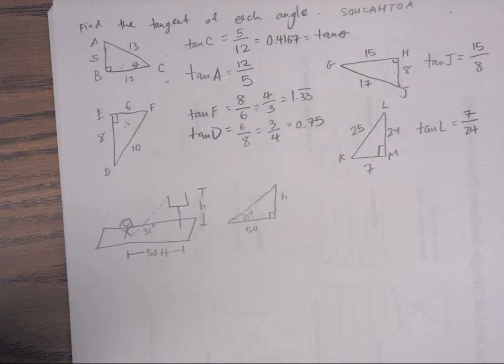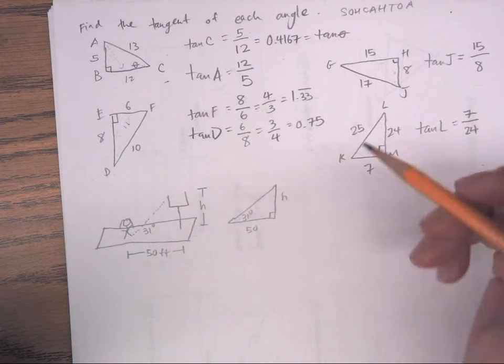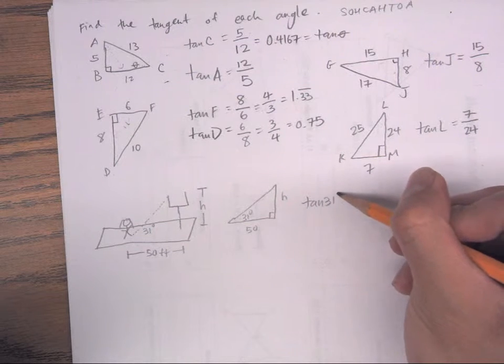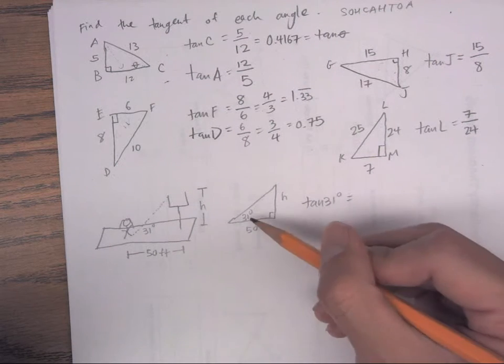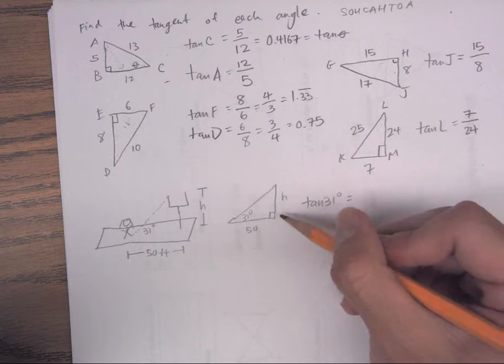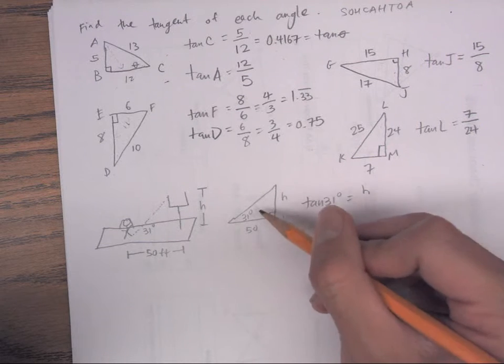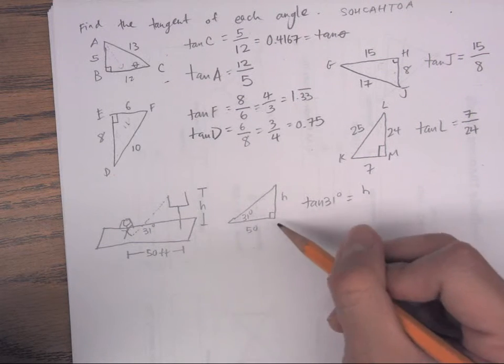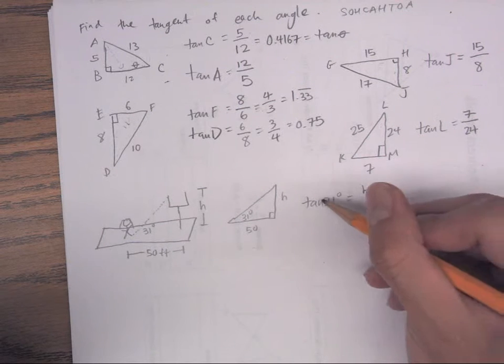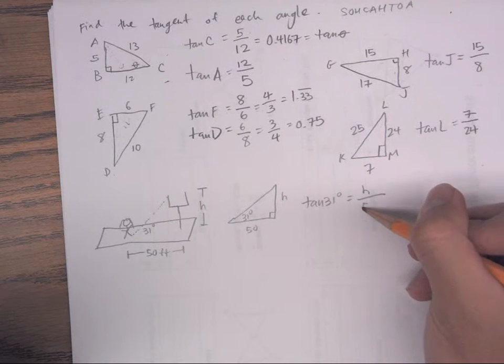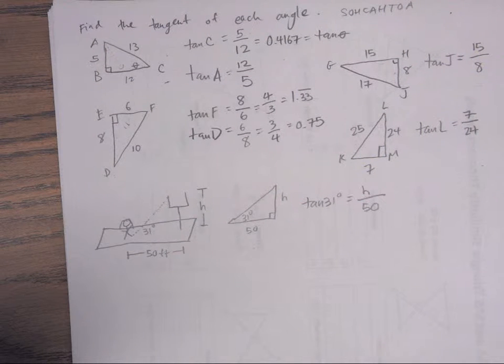This will connect to what I taught in trigonometric ratios part 1, and to what we did here. If I find the tangent of 31 degrees, it's going to equal the side that is opposite of the 31 degree angle. This is the height. This is the side that is next to the 31 degree angle. So tangent of 31 equals h divided by 50. There's a bunch of different ways you could do this.